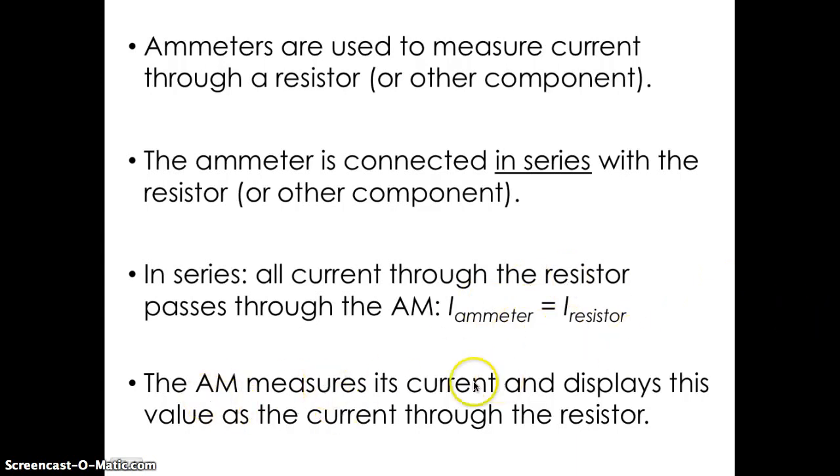The ammeter then measures the current running through it. It measures its own current, and it displays this value as the current through the resistor. And that's how it works. Real simple.